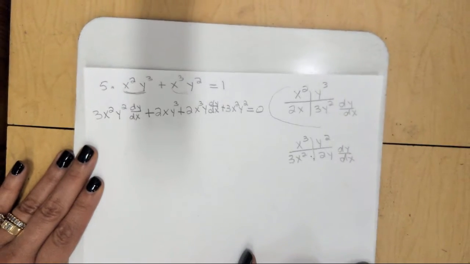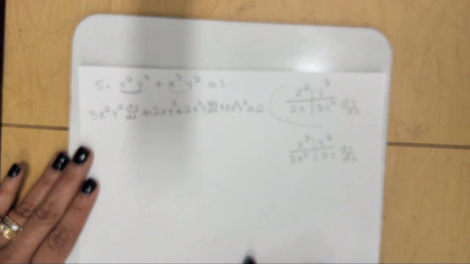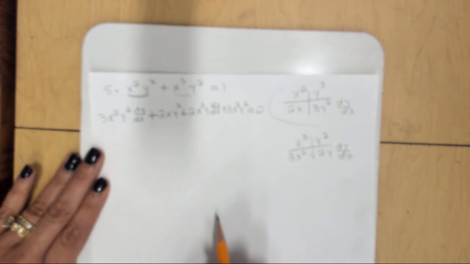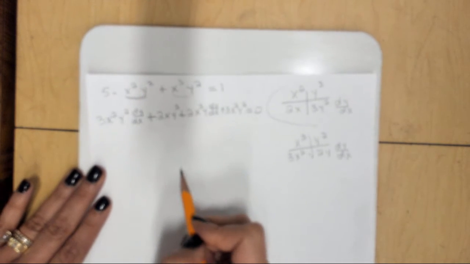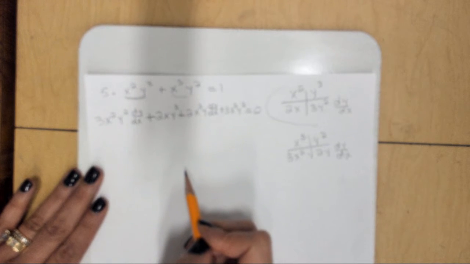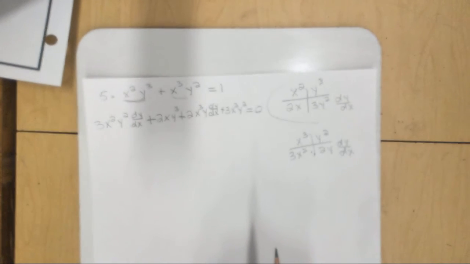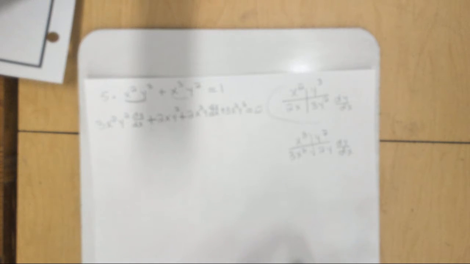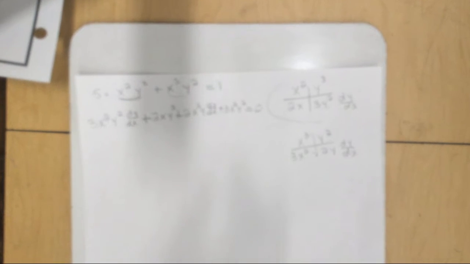Why does this keep going out of focus? Okay, so let's try this now. So now my goal is to get the dy dx's to the left and the numbers to the right. Sorry, I'm going to keep trying to focus this.